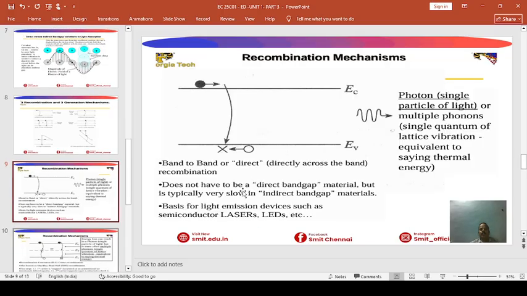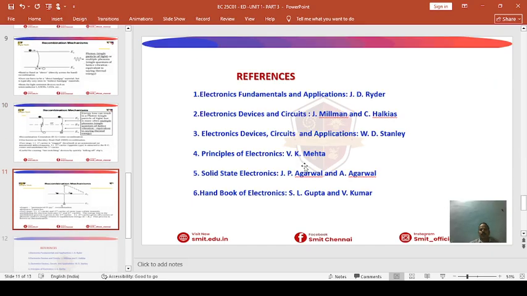In the next lecture we are going to see the recombination mechanisms. It also has three types as well as the basics.